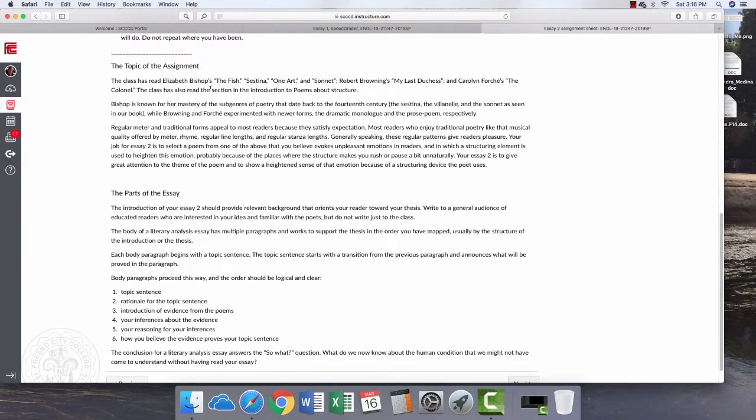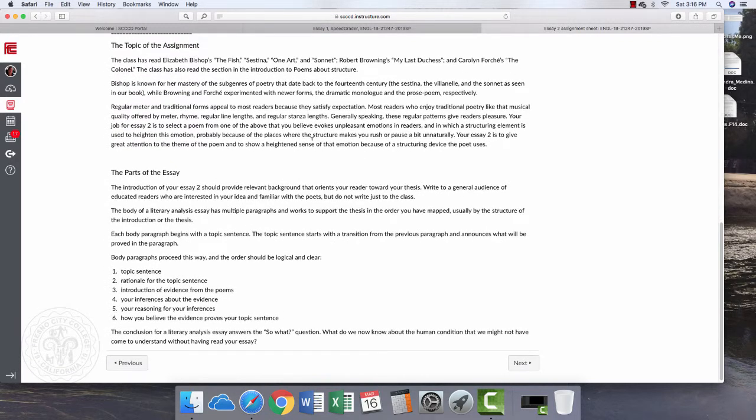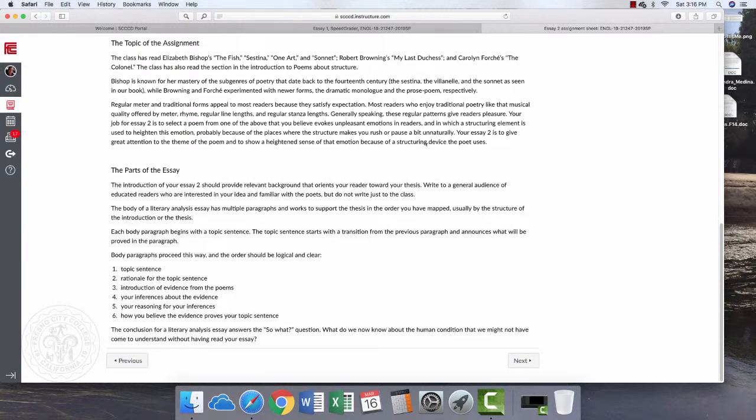The class has read The Fish, Sestina, One Art and Sonnet by Elizabeth Bishop, as well as Robert Browning's My Last Duchess and Carolyn Forché's The Colonel. And the class has also been reading about structure in poems. So essentially, what is this assignment?